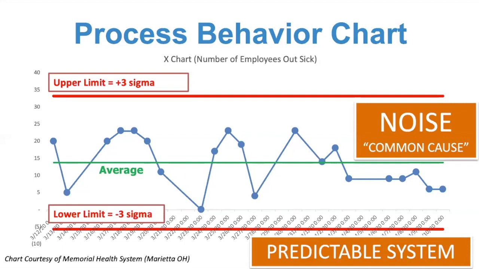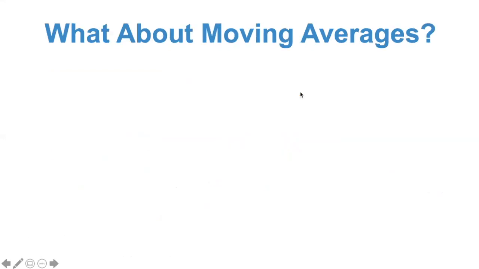And Memorial Health System was using that understanding to make sure that they weren't overreacting to every up and down. They were trying to use employees out sick as a predictor of what might be a wave of COVID-19 patients coming. So what about moving averages?